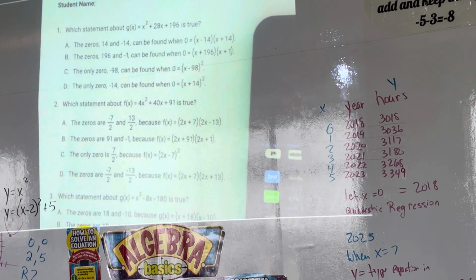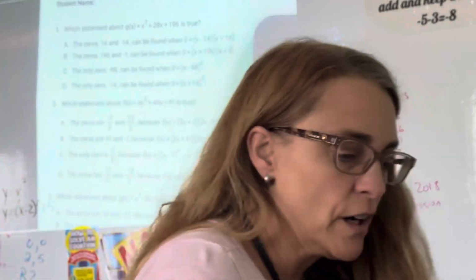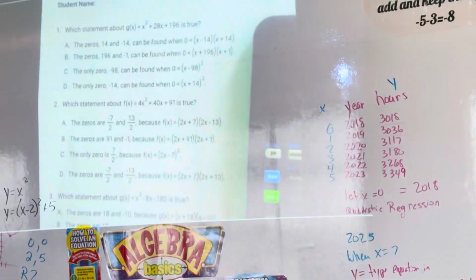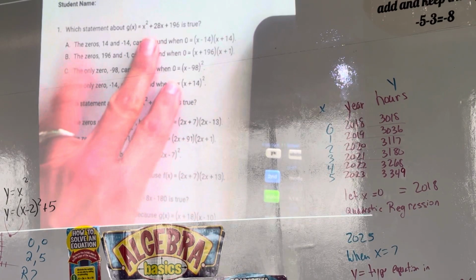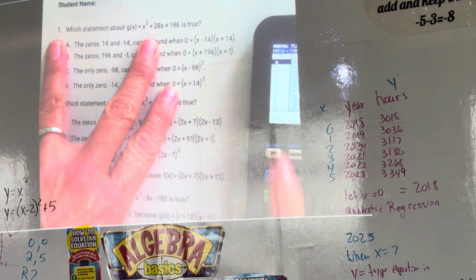So, and this is how you're going to see it on STAR. It's going to be multiple choice. So first off, one thing that you can do is you can graph number 1. So go ahead and put number 1 in the calculator.